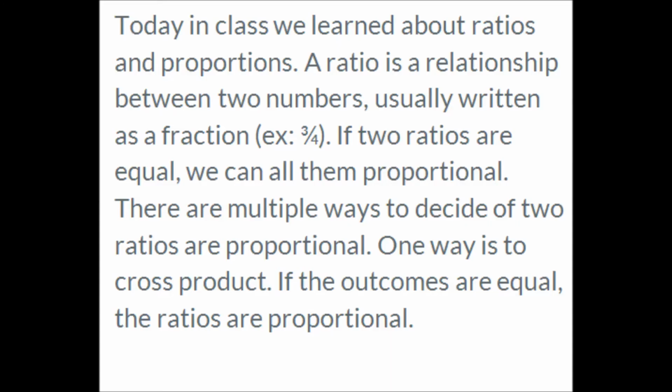So here's a better example of what a summary should look like. Today in class we learned about ratios and proportions. A ratio is a relationship between two numbers, usually written as a fraction. For example, 3/4 is a ratio. If two ratios are equal, we can call them proportional. There are multiple ways to decide if two ratios are proportional. One way is the cross product. If the outcomes are equal, the ratios are proportional. So hopefully you can see the difference. One is what they did, the other is what they learned. When we write summaries, we want to demonstrate what we learned, not what we did.